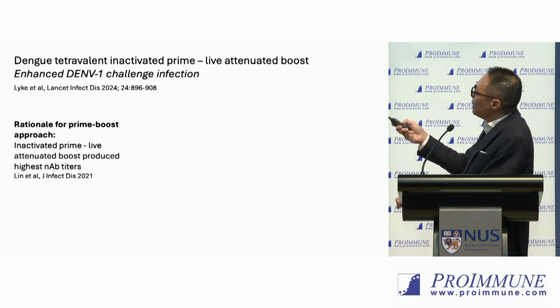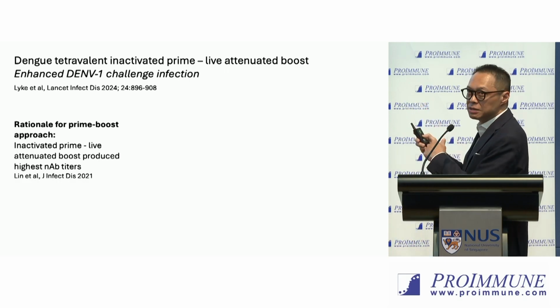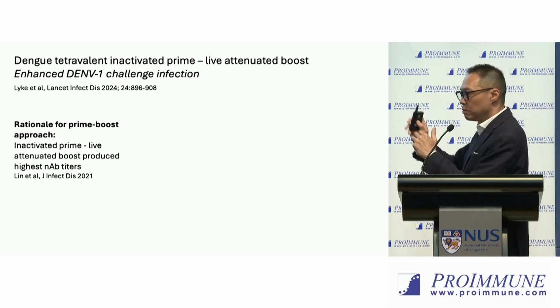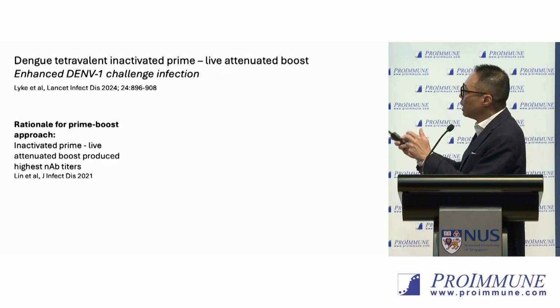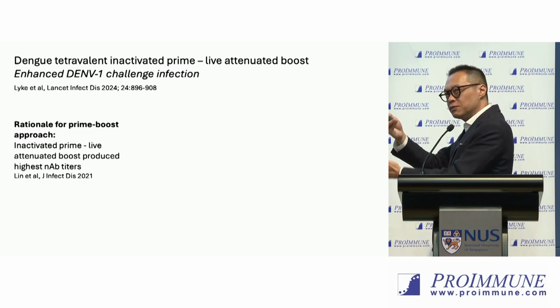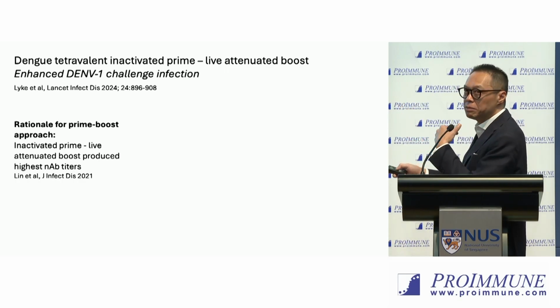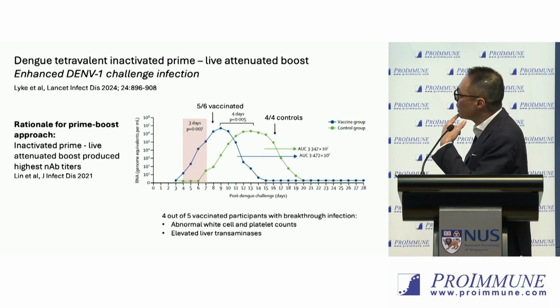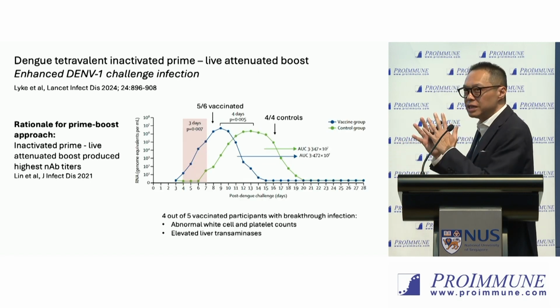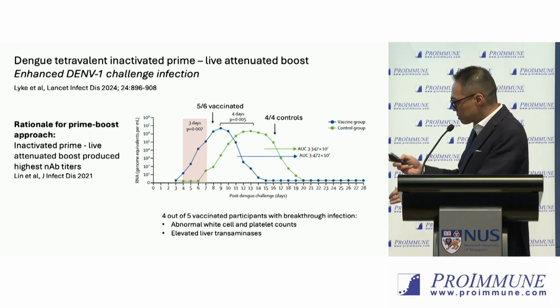So a tetravalent inactivated vaccine, so it's the same virus, you inactivate it with formalin and then adjuvant it with alum, and then you boost 6 months later with a live attenuated construct, exactly the same viruses, right? And the rationale for this is because that gave them the highest antibody titer. They tried all sorts of combinations, live attenuated first followed by inactivated, different time intervals and all that, and they settled on this time interval because it gave the highest neutralizing antibody titer. 2 years after vaccination, they then challenged them with a partially attenuated dengue 1 virus.